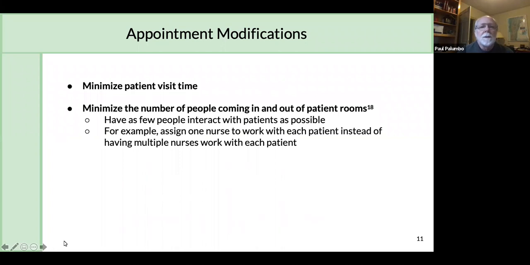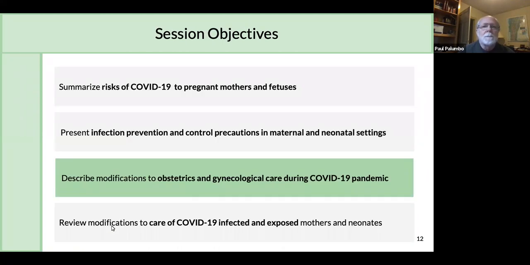Ann. Other things that we can do, we can minimize the time of a patient visit. We can minimize the number of people coming in and out of patient rooms and try to minimize human interaction with patients as much as possible. One example would be to assign one nurse to work with each patient instead of having multiple nurses work with each patient. Next slide, Ann.